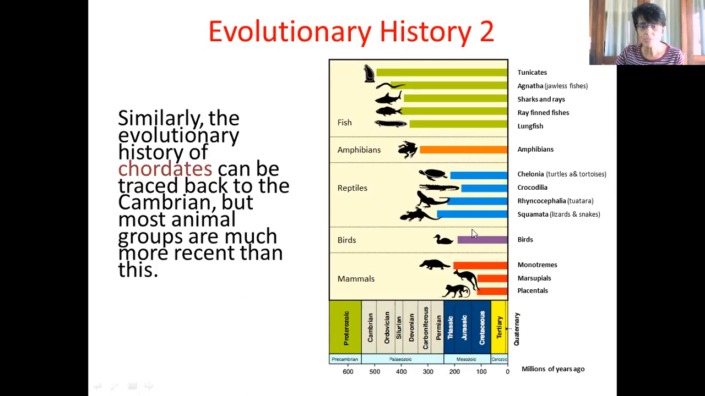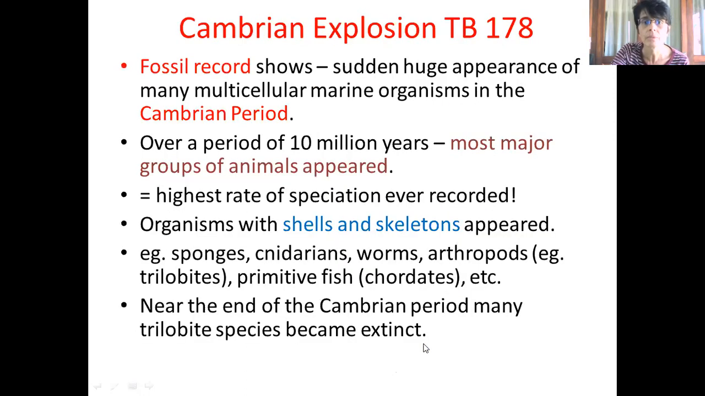All right, so you can see more or less that placental mammals like ourselves and cats and dogs and cows arose about 100, maybe 120 million years ago.